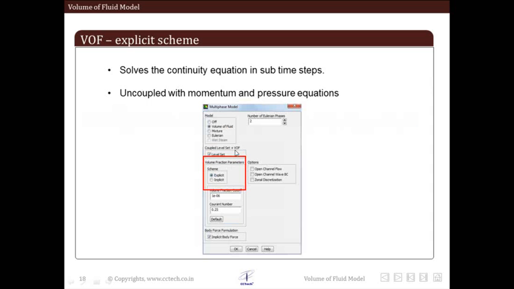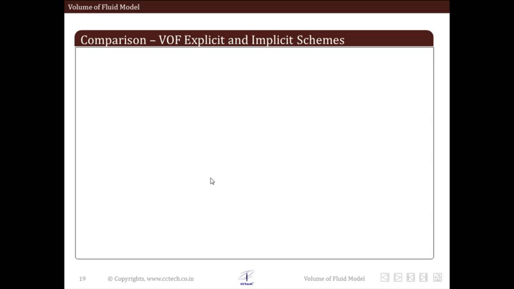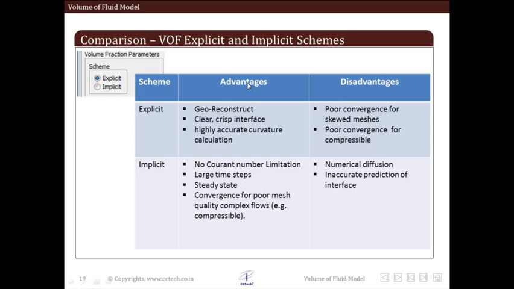To turn on the explicit scheme, we go into the multi-phase model panel, we click on VOF, and then within the volume fraction parameters, we select the scheme explicit. Let us have a brief comparison of the explicit and the implicit scheme. As shown here, this is where we can select either of the two schemes. Now we discuss the advantages and disadvantages of each scheme.